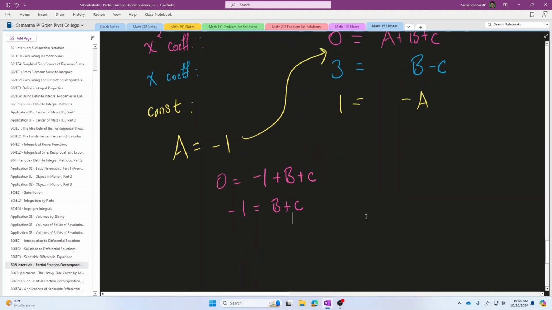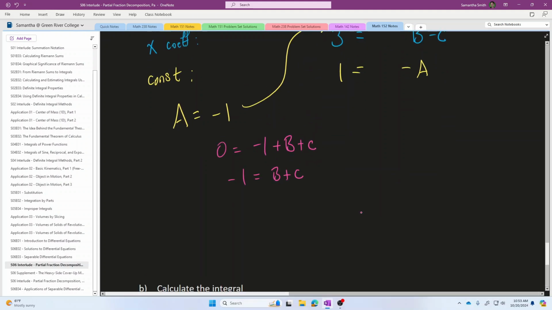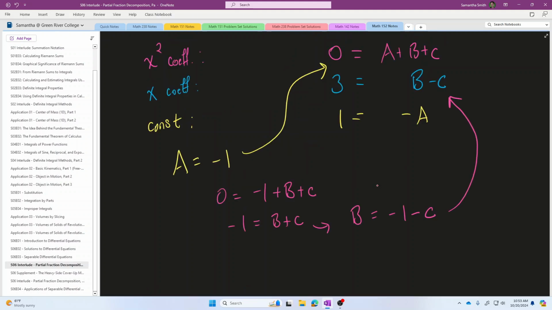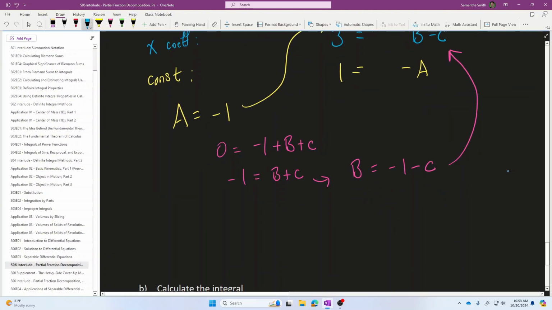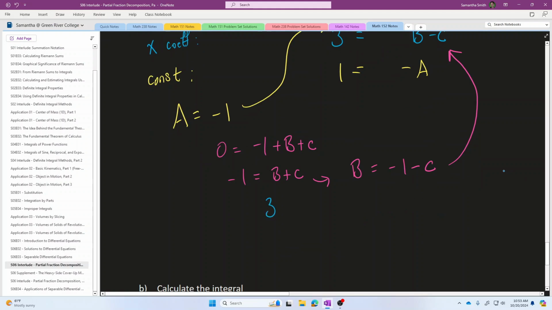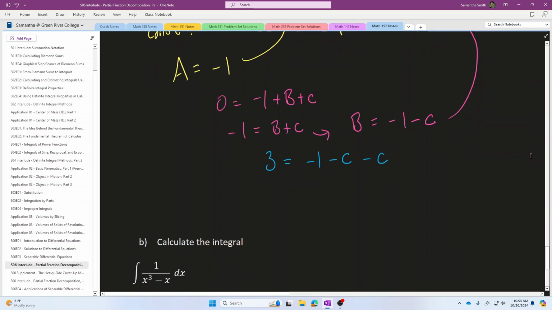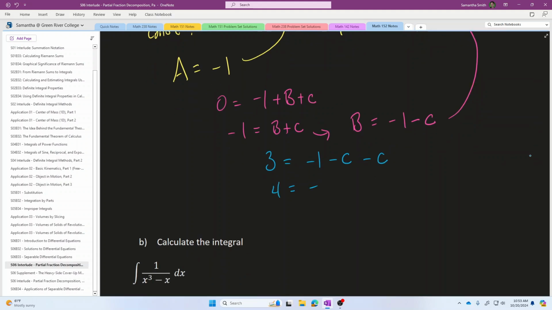Now suppose I rewrote this equation and isolated b from that. If I put that information into the second equation, here in blue, then that tells me that 3 must be equal to negative 1 minus c minus c. And from that, I get 4 is equal to negative 2c, which means that c must be equal to minus 2.